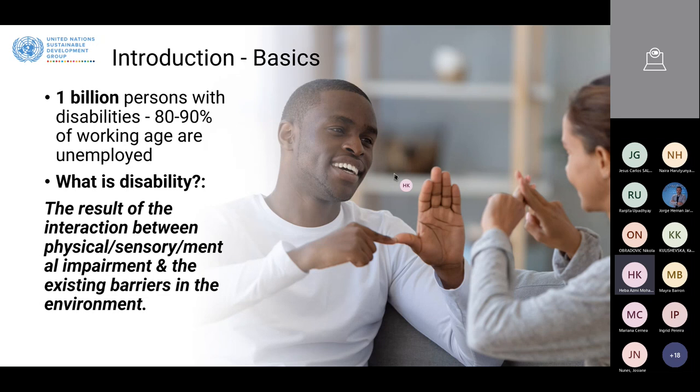First of all, as we all know, disability results from the interaction between physical, mental, sensory impairments and existing barriers in the environment. They could be institutional barriers or attitudinal barriers or structural or physical barriers. So these two factors, when they are combined together, the disability happens. And one of the huge impacts of disability is the unemployability of persons with disabilities. First of all, recruiters are not completely aware of the capabilities of persons with disabilities. Recruiters don't know how to reach out to them. And persons with disabilities do not know how to reach out to recruiters and job opportunities. So that is what we are going to speak about in the next few slides.